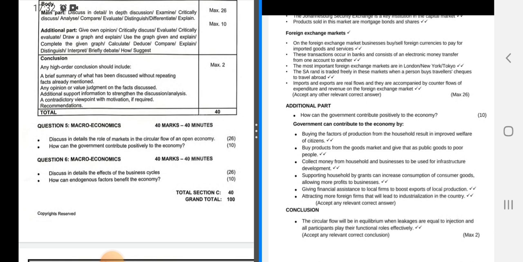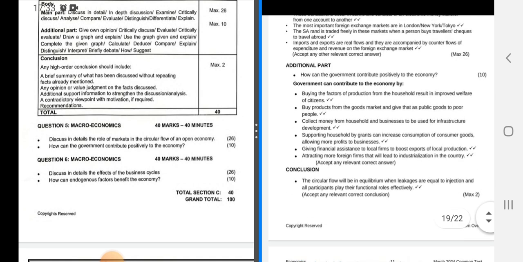Buying the factors of production from households results in improved welfare of citizens. Buy products from the goods market and give those goods as public goods to the poor. Collect money from households and businesses to be used in infrastructure development. So how can the business contribute towards the economy? You can come up with those because any other relevant answer is acceptable.